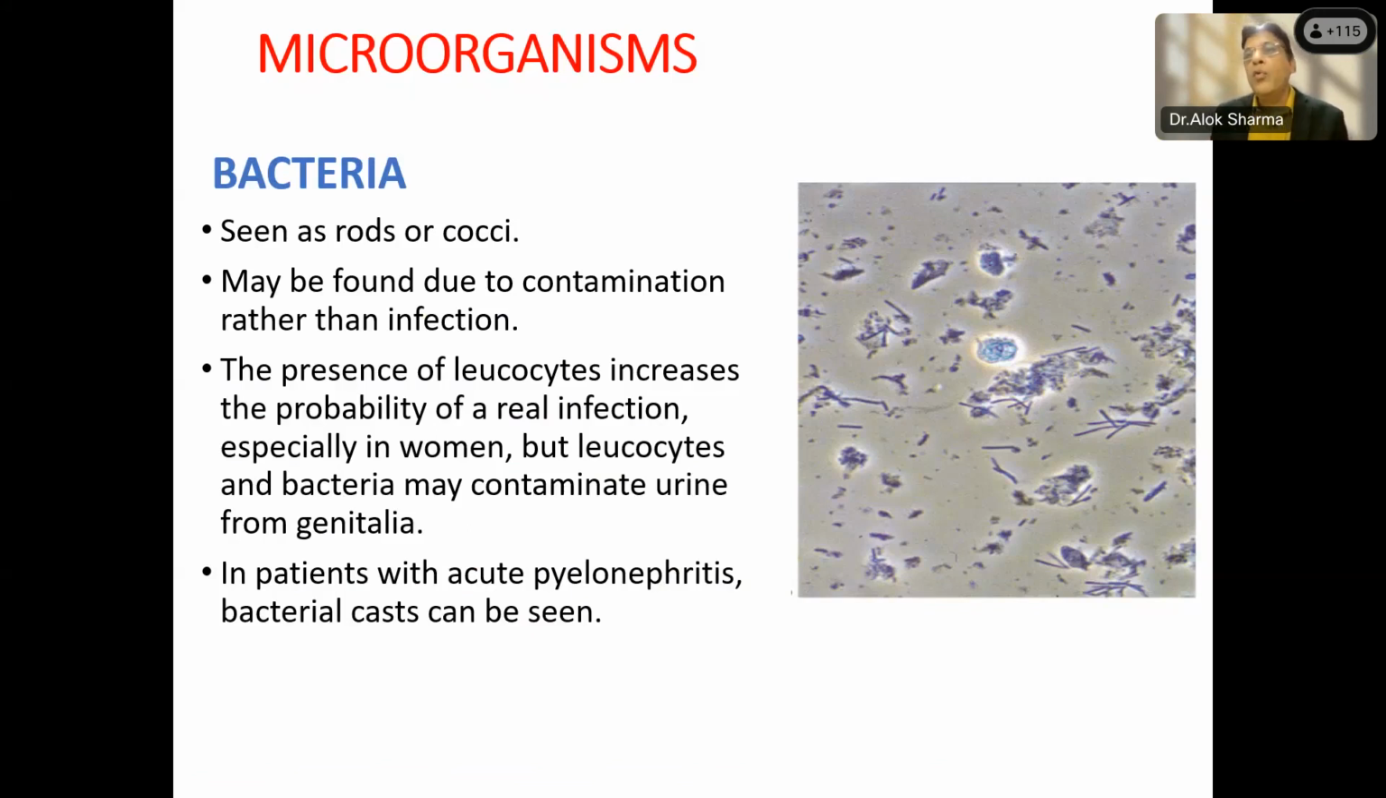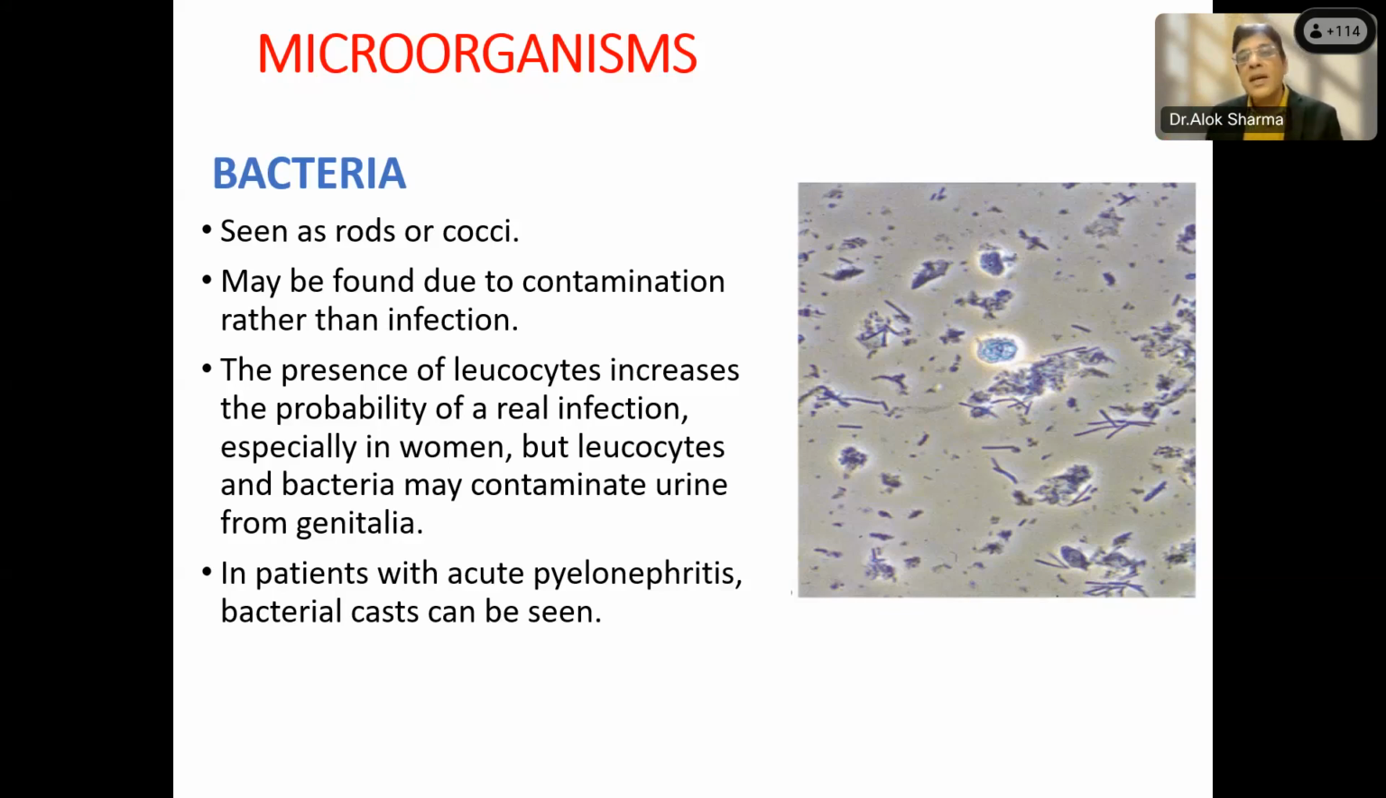But if you have too many colonies and fewer cells, then you might start thinking in terms of contamination. So this is how you see each case on its own merit. You don't just directly go, oh, there are a lot of colonies, this patient is having UTI. It cannot be the case, right?